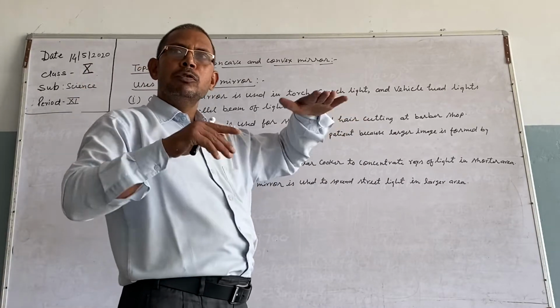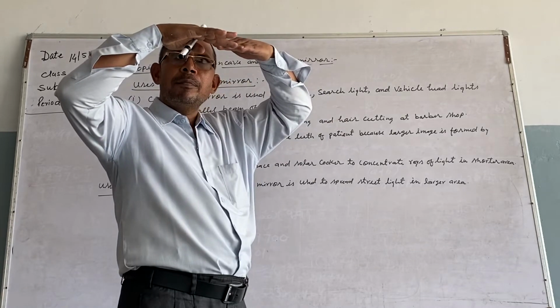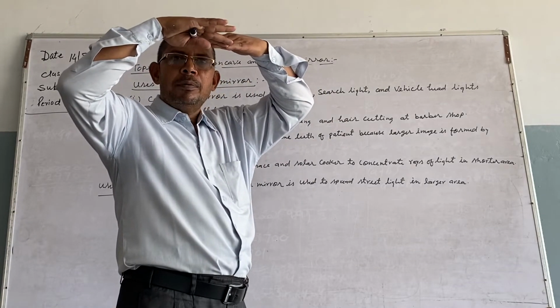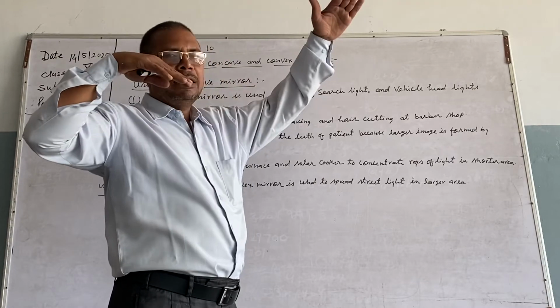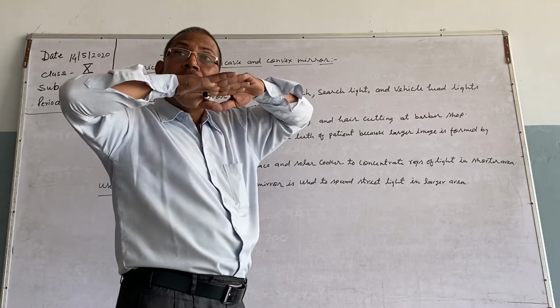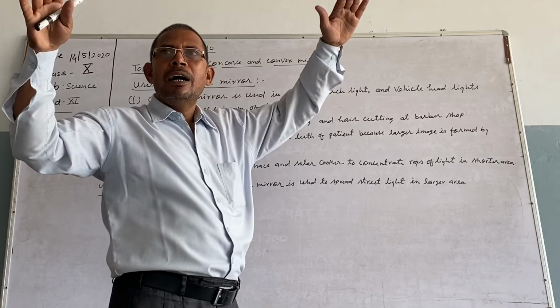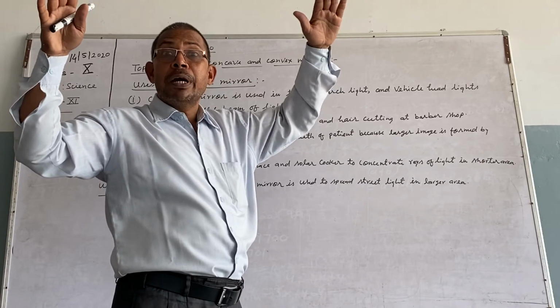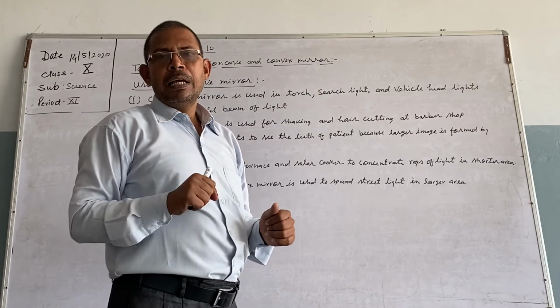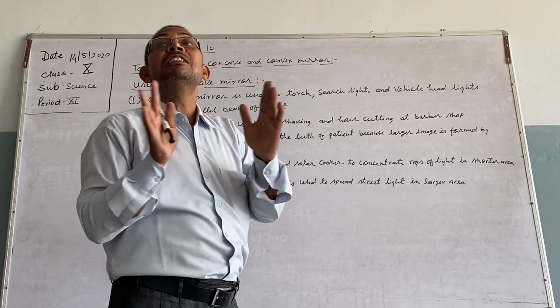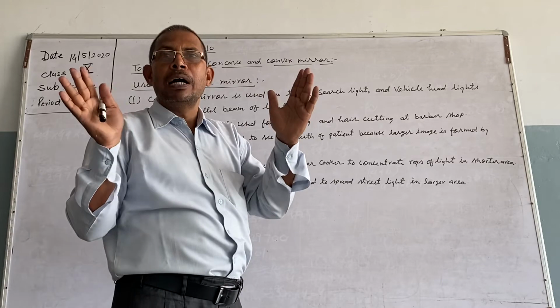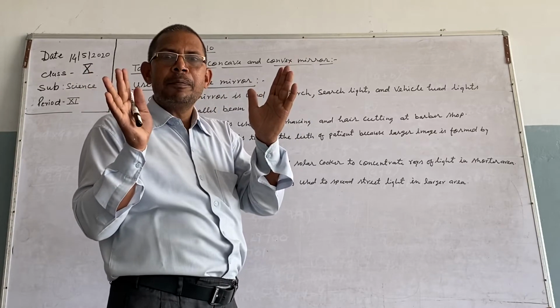Convex mirror is used as a reflector on the electric bulb in street light, right? To spread light in larger area, because convex mirror is diverging mirror, right? It spreads rays of light in larger area.